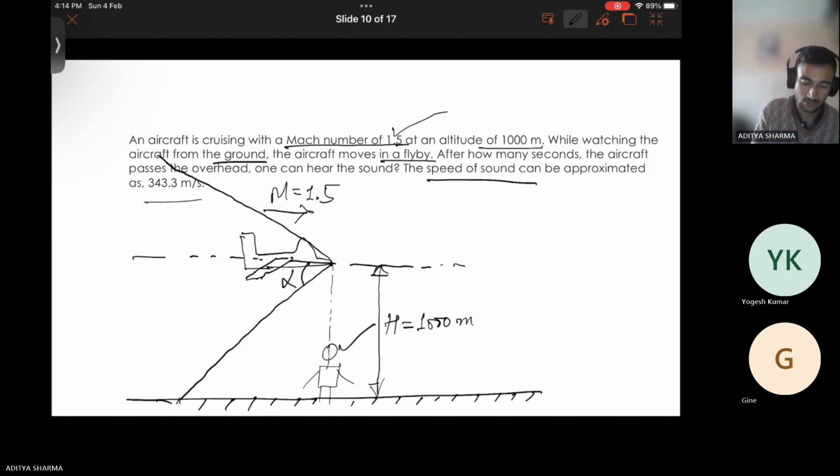Alpha. Because this is alpha, this will also be alpha. Then what to do? Because this question says that, like I already discussed, the speed related to this aircraft, it will definitely have a lag.